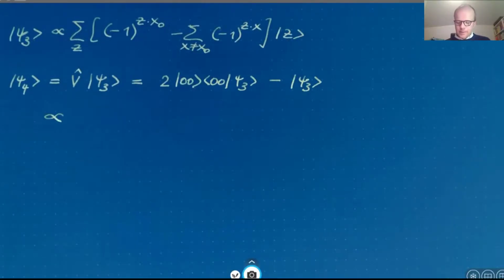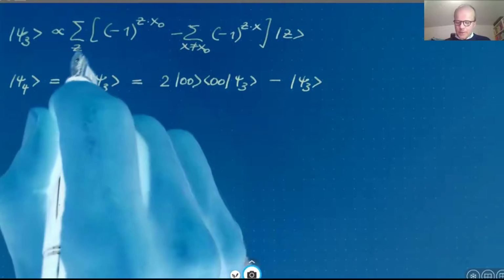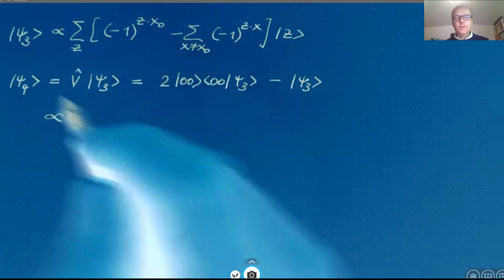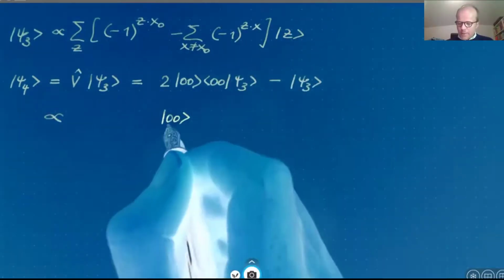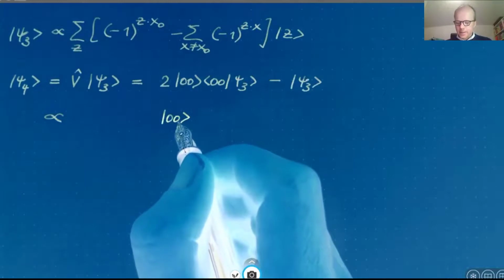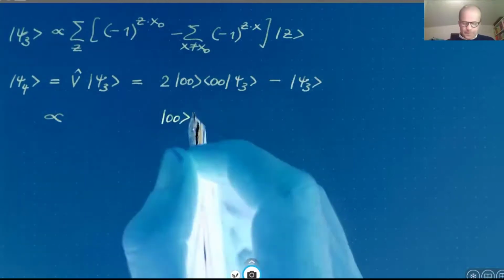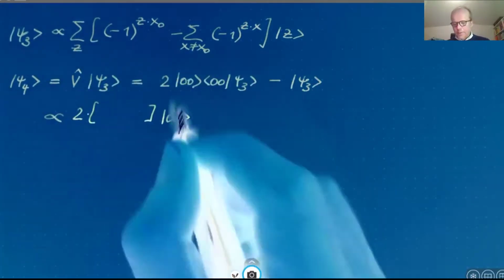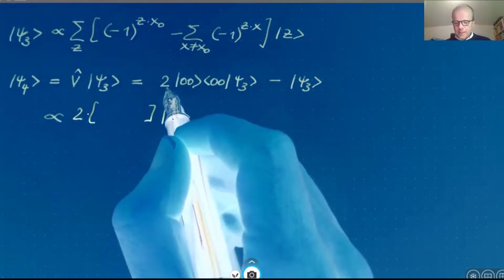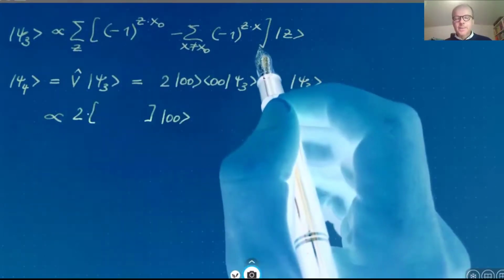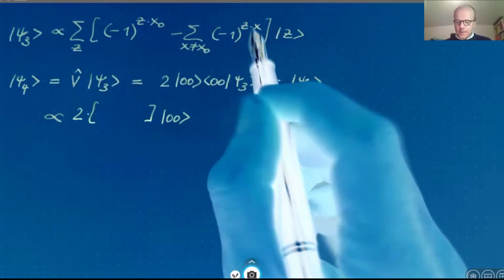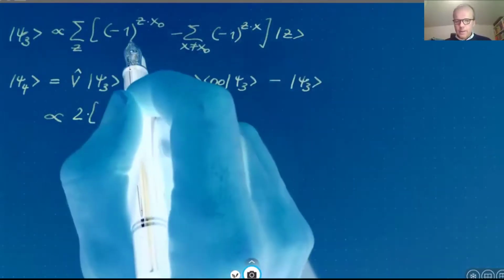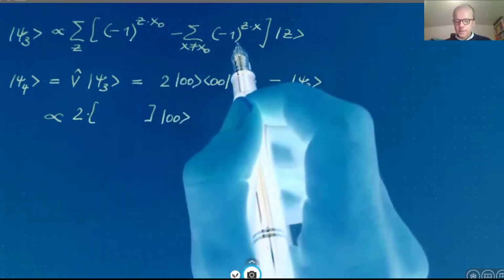This projection picks out of this sum of all z, it picks out z equal to 0. So this first part here will give something proportional to basis state 0, 0. And the prefactor is, first of all, this factor 2. And then from this square bracket, when z is equal to 0, then we have 0 in the exponent. So this is 1. This is also 1.